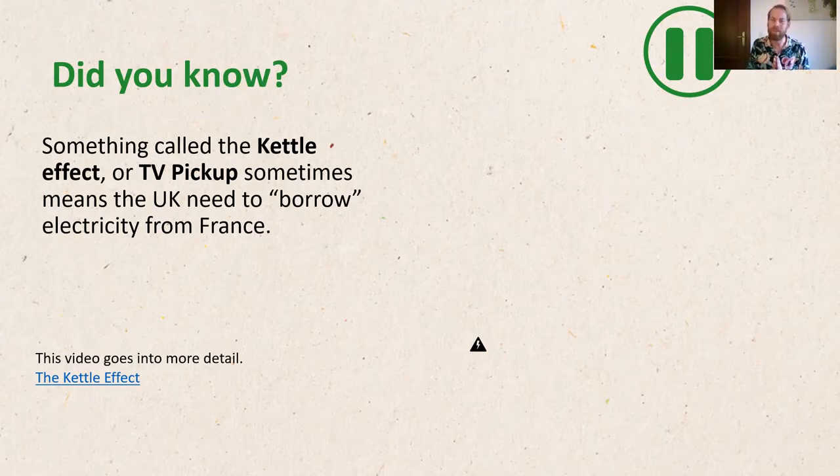A strange thing to look at perhaps, but as a British person myself, I must admit I am partial to a spot of tea. Now there's something called the kettle effect, which leads to spikes in electrical usage and electricity consumption. This is sometimes called the kettle effect or the TV pickup effect. In these instances, the UK sometimes needs to borrow their electricity from France. Now, so what is the kettle effect?